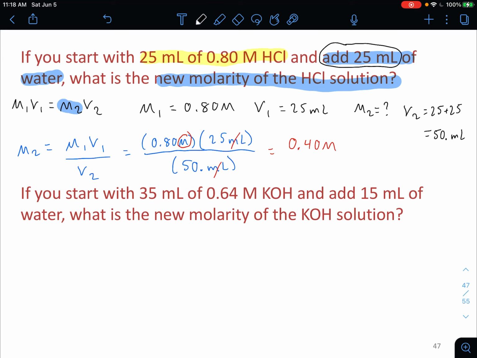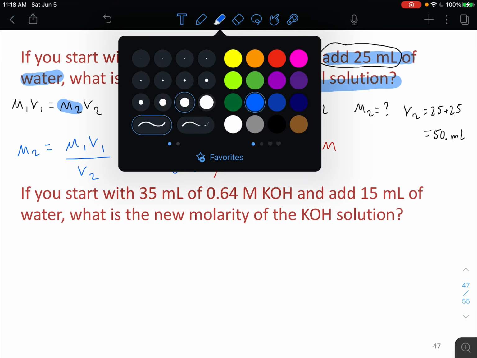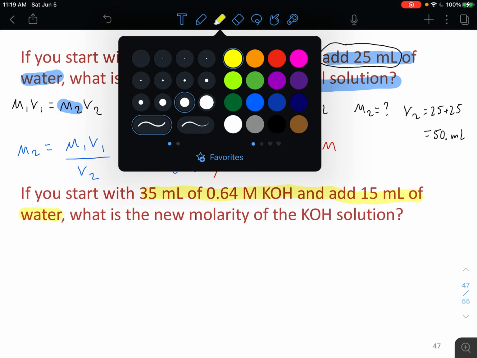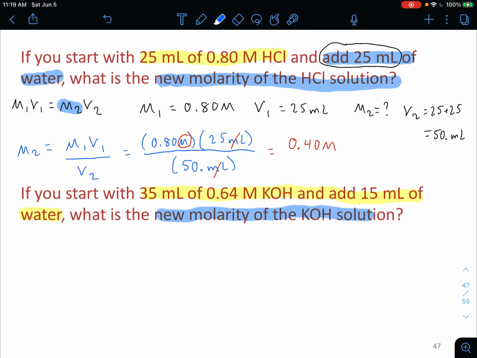Same exact type of problem, just different numbers. So let's see. Start with 35 milliliters of 0.64 molar KOH, potassium hydroxide, and add 15 milliliters of water. And what is the new molarity of the potassium hydroxide solution? Okay, so almost the same setup here, right? M1 V1 equals M2 V2, and again, it's asking me what is the new molarity, so we know how we're going to rearrange to solve for M2.